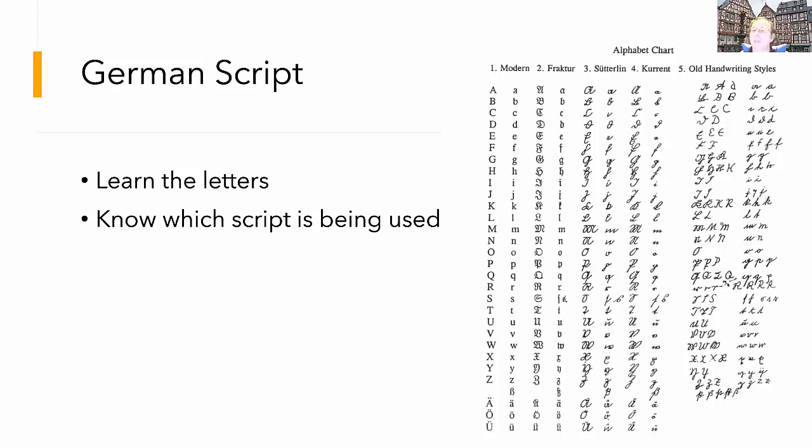So what happened over time is that the lettering evolved. If you're looking at your church records, in the 1700s, you might be looking at Kurrent. In the early 1800s, you might be looking at Sütterlin. In the mid 1800s, you might be looking at Fraktur. So you want to understand which lettering is being used during which time frame for the records that you're looking at.